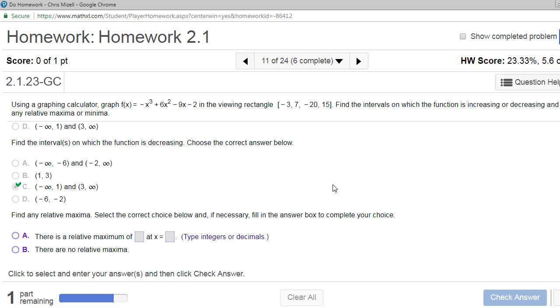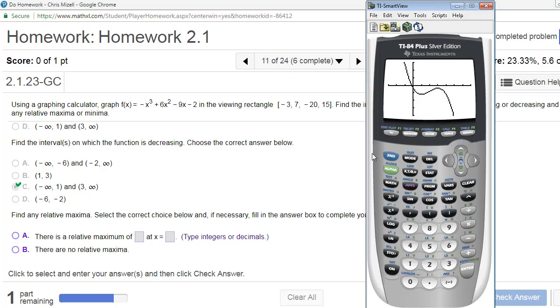Find any relative maxima. I believe we're going to need to know not just the x-coordinates of these points, but the y-coordinates as well. If we know the x-coordinate, we can simply evaluate the function to determine the y-coordinate. Second, calculate. That's on the trace button. If you press the second button and then follow that with the trace button, it'll give you the calculate menu.